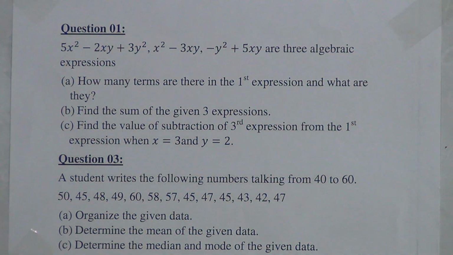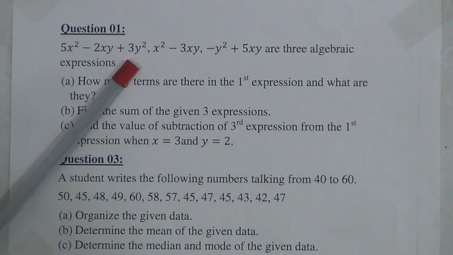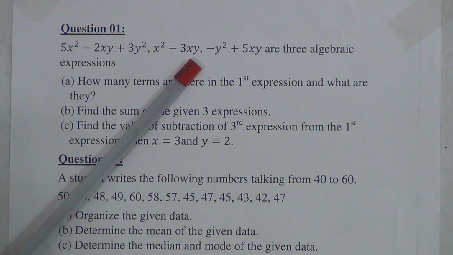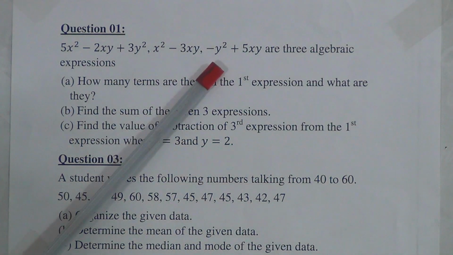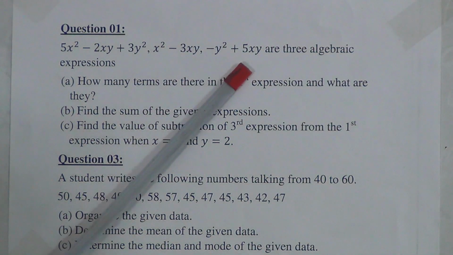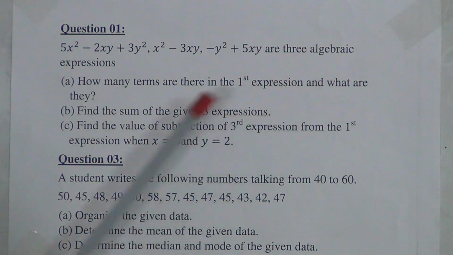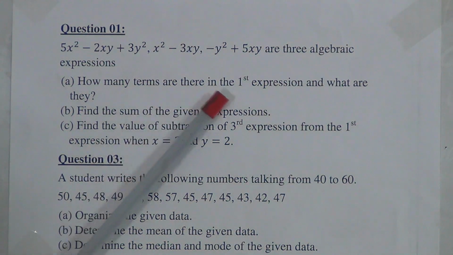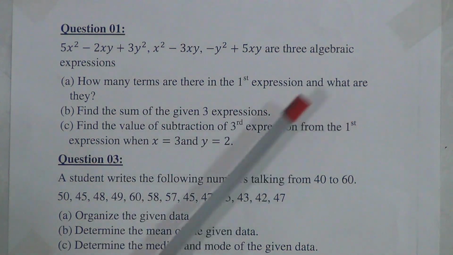Now look at the stream of question number 1. 5x square minus twice xy plus thrice y square is an expression. X square minus thrice xy is another expression, and the third expression is minus y square plus 5xy. These 3 algebraic expressions are given. Now activity A: how many terms are there in the first expression and what are they?